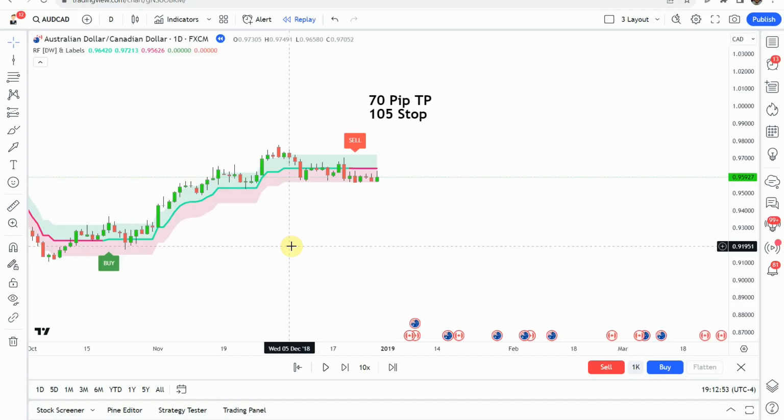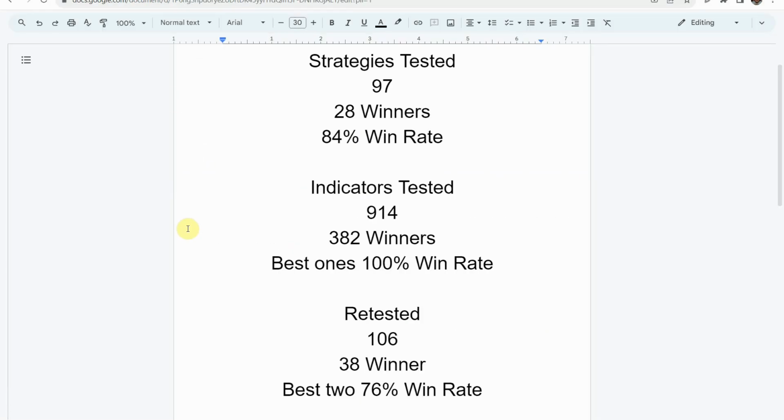Alright, as I said, today we will be testing the range, filter, and labels indicator. Before we do though, I wanted to put the testing scoreboard up for everyone to see. So to date, we have tested a total of 97 different strategies, with 28 of them being winners. The best one so far was able to achieve an 84% win rate. We have also tested a total of 914 indicators, with 382 of them being winners. The best ones so far were able to achieve a 100% win rate.